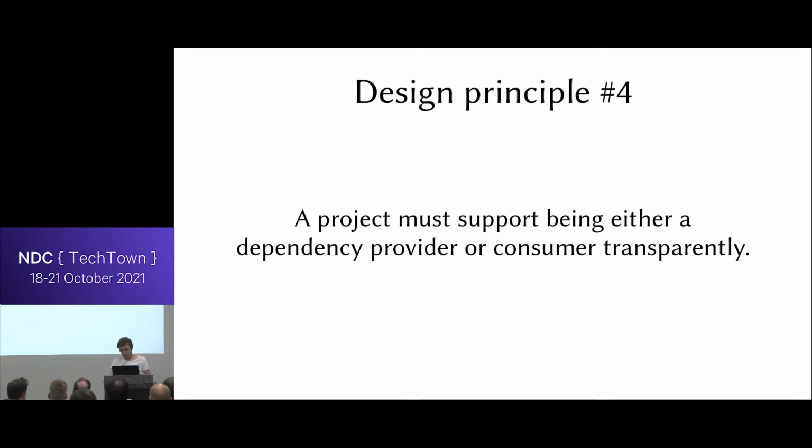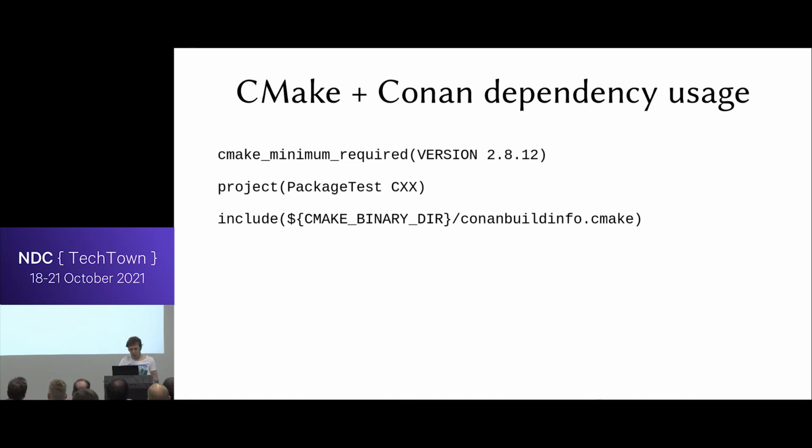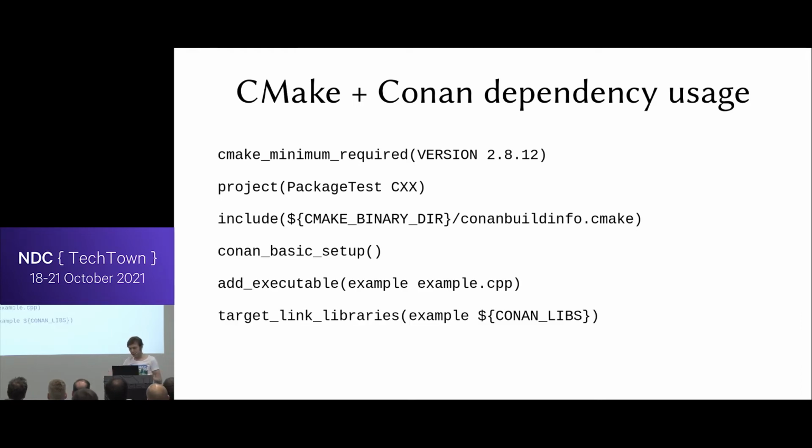Okay, going further. Now let's look at an example. A typical combination of dependency management is CMake and Conan. I haven't used Conan myself all that much, so I copied this example from the internet. Typically you have a minimum version, then a project, and then you include a Conan build for CMake file, you call Conan basic setup, and then you do your thing, add a link. And okay, this works.